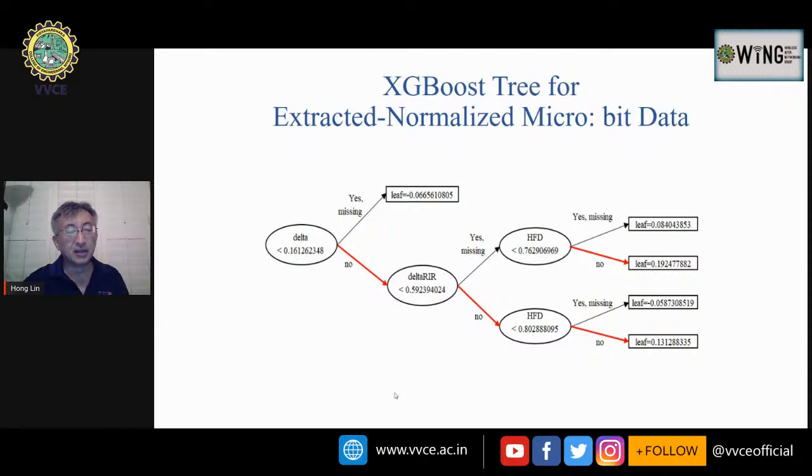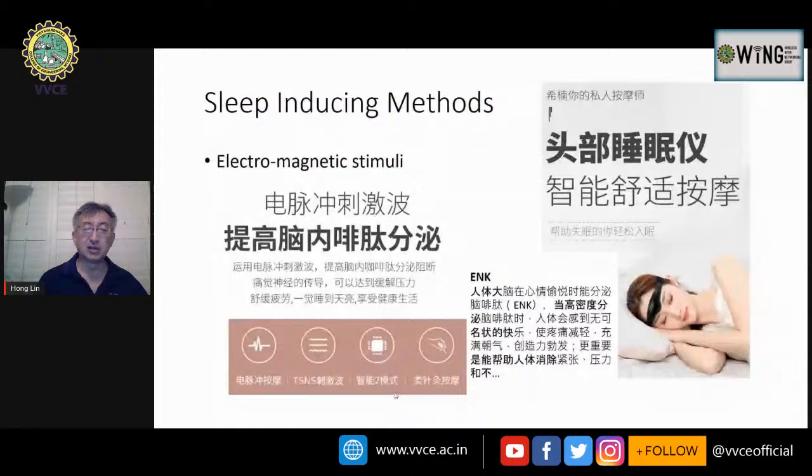So far I have been talking about the brain state modeling by using EEG data. Next, I'm going to talk about sleep inducing. And then in the end, I'm going to talk about integrating the brain state modeling with the sleep inducing technologies.